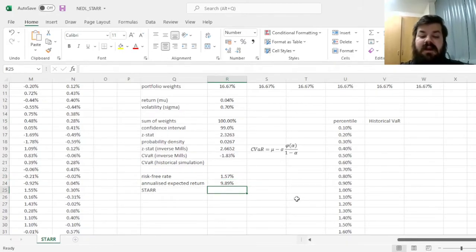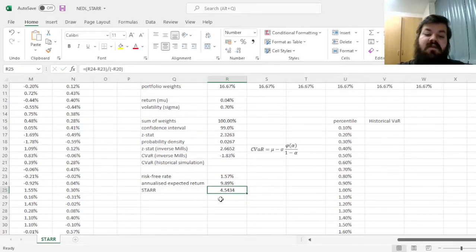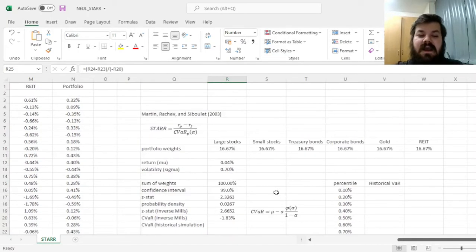And the STARR measure is simply excess return, which is annualized return minus annual risk-free rate, divided by negative conditional VaR, giving us 4.54, meaning that we gain more than 4 units of expected return per 1% of daily expected shortfall. Now we can use Solver to optimize our portfolio to give us the best STARR ratio, the best risk-adjusted performance defined as excess return divided by inverse Mills conditional VaR.